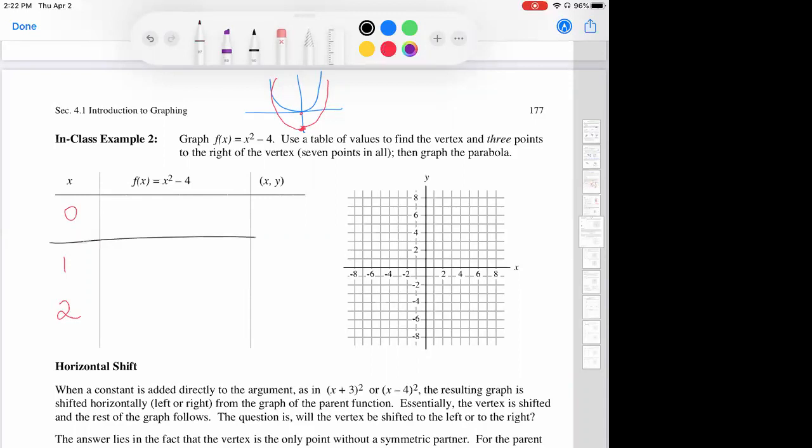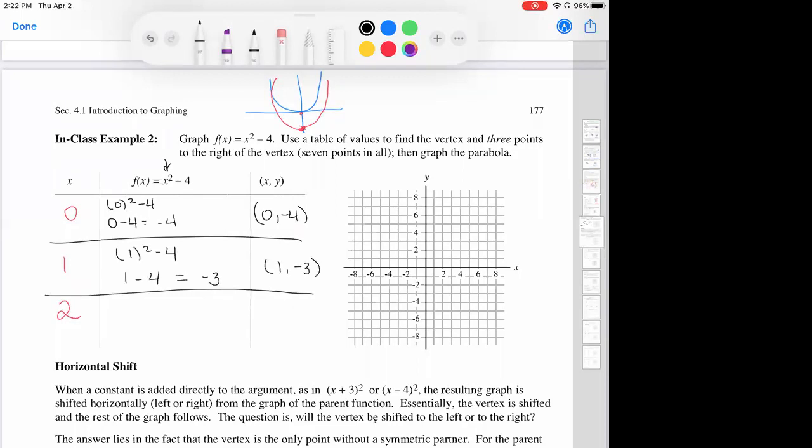All right, let's work this out. So we're going to let x be 0. So I have 0 squared minus 4. 0 squared is 0, minus 4, we get -4. So my point is 0, -4. Now I have x to be 1. So I have 1 squared minus 4. 1 squared is 1, so we're left with -3. So I have the point 1, -3. Now let x be 2. 2 squared minus 4. So I have 4 minus 4, we get 0. So I have 2, 0.